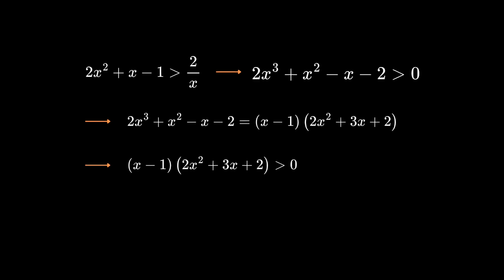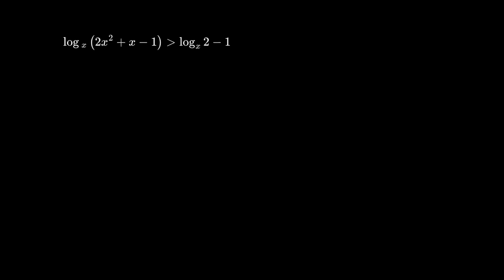We had that it's going to be positive from the previous form. So this is simply solved now, because we know that 2x^2 + 3x + 2 is always positive. So the only way this inequality can be satisfied is that x is going to be greater than 1. So this is the solution for the first case. Now let's take a look at the second case.